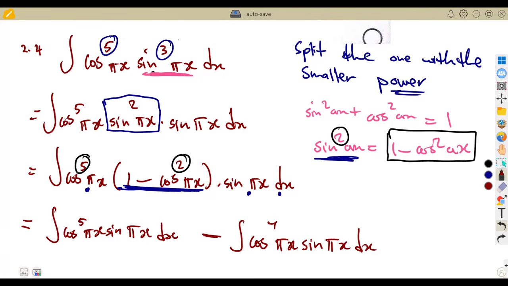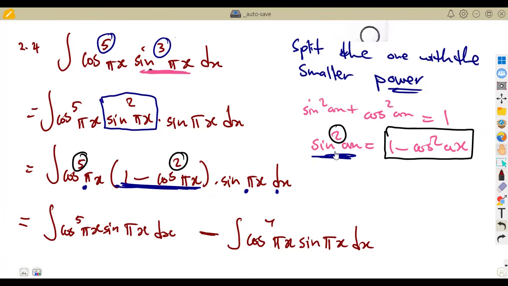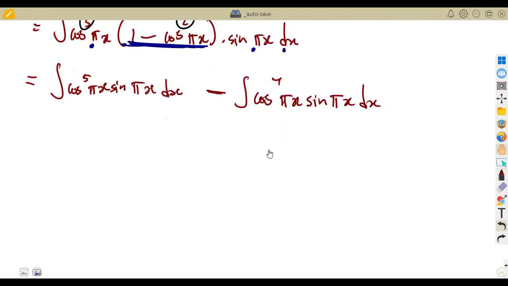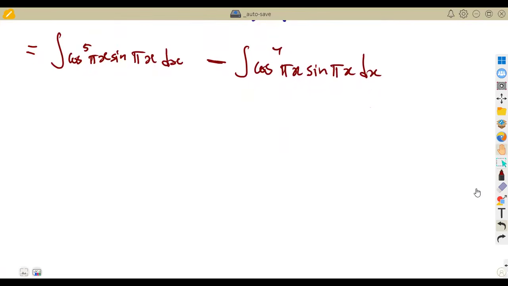You are done. What am I trying to say? I mean, your integrals now can be properly done, because here we just have to apply our substitution method.